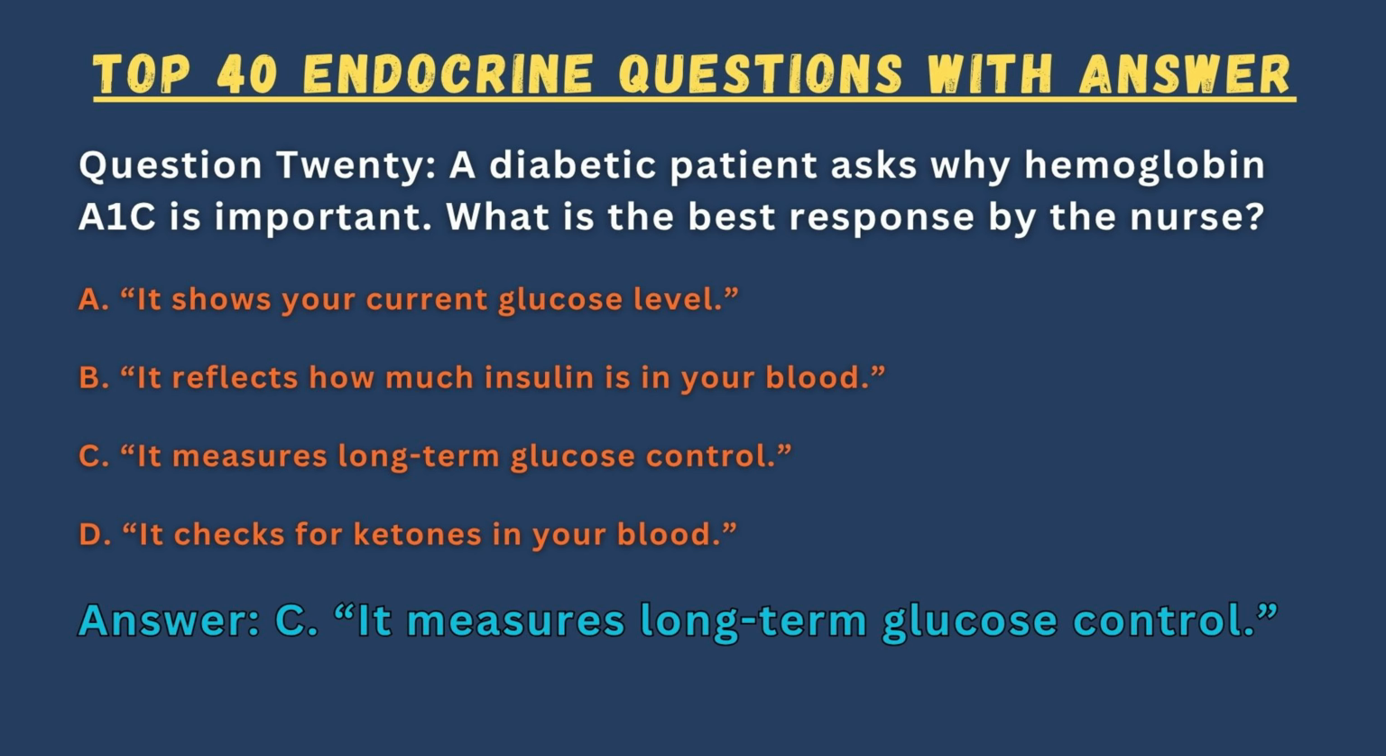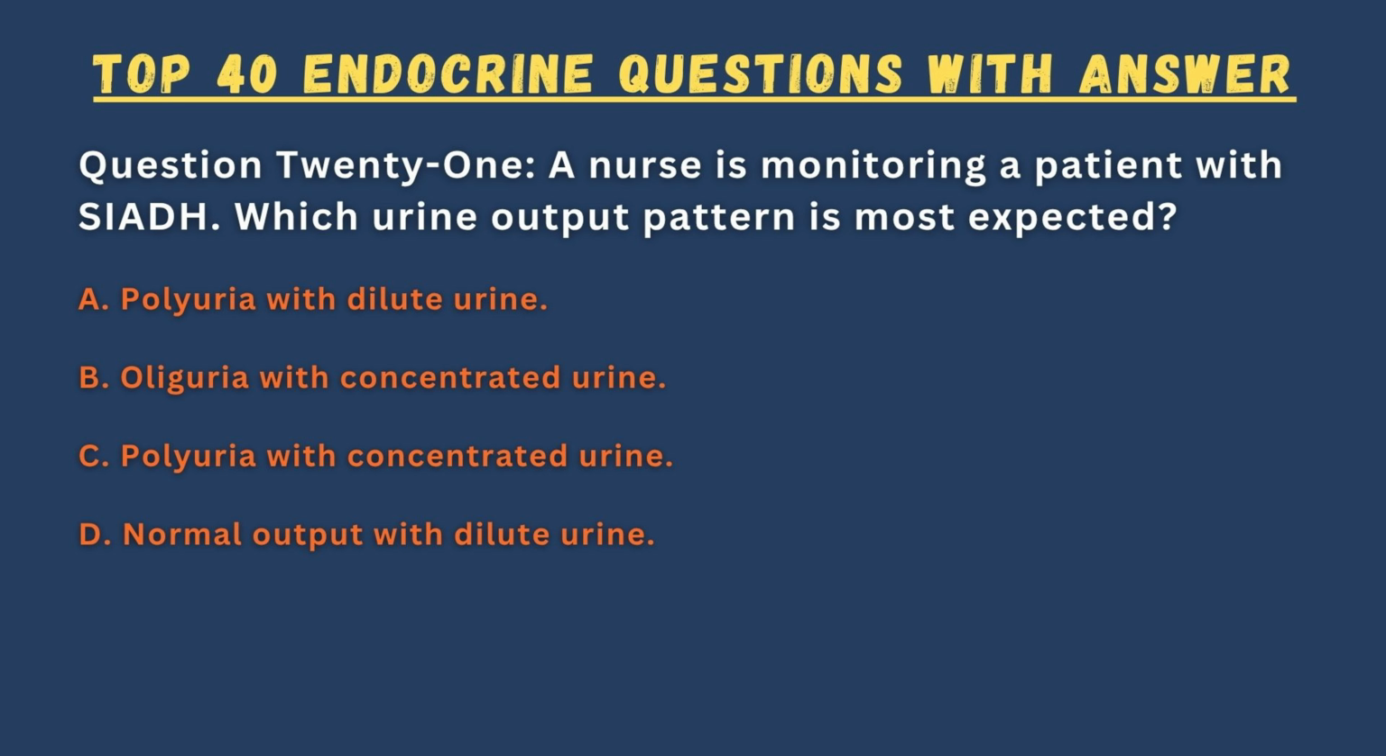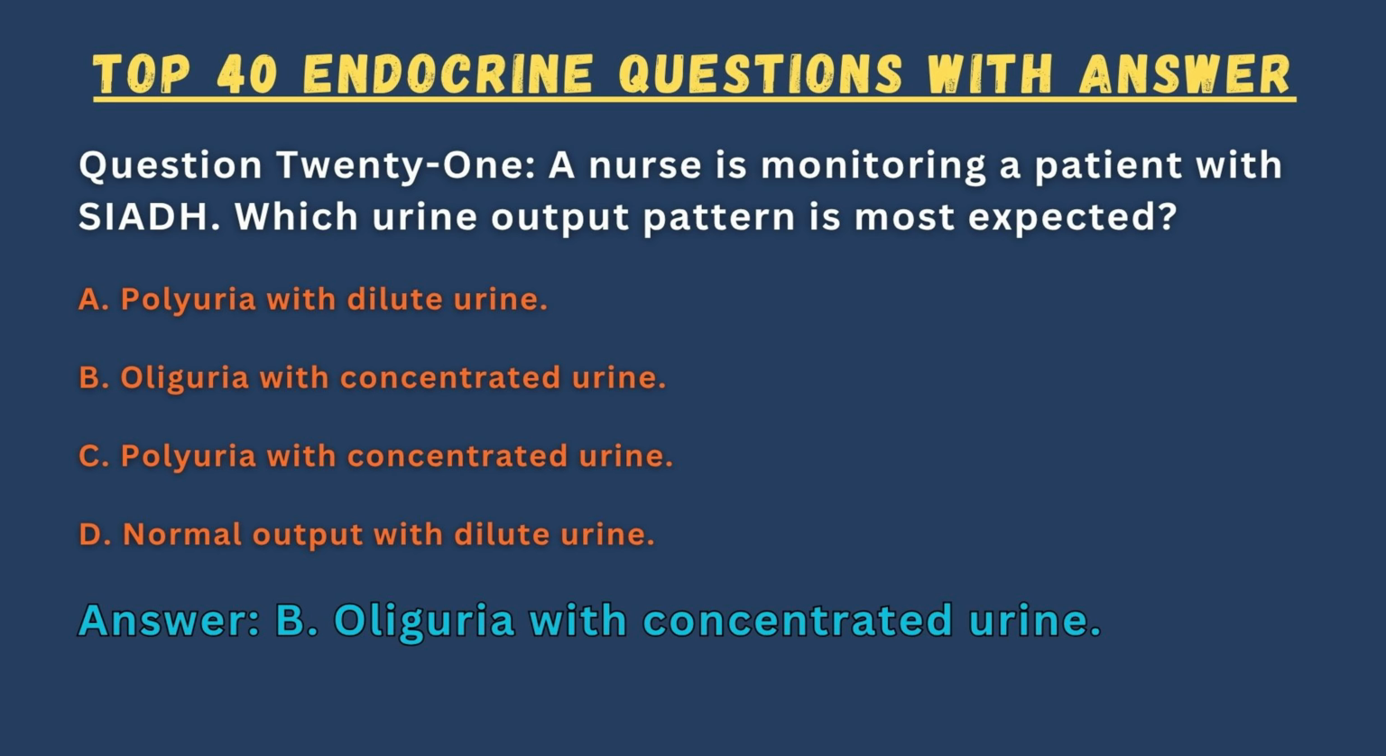Answer: C. It measures long-term glucose control. Question 21. A nurse is monitoring a patient with SIADH. Which urine output pattern is most expected? A. Polyuria with dilute urine. B. Oliguria with concentrated urine. C. Polyuria with concentrated urine. D. Normal output with dilute urine. Answer: B. Oliguria with concentrated urine.